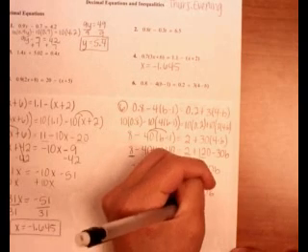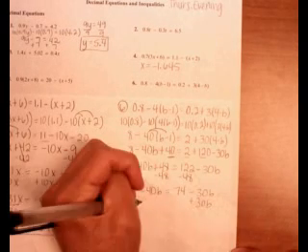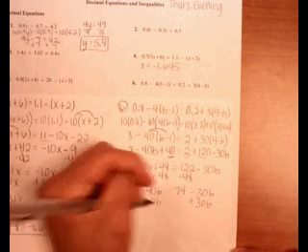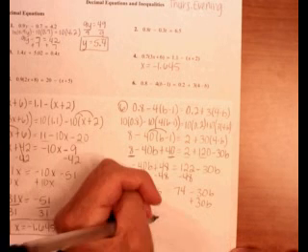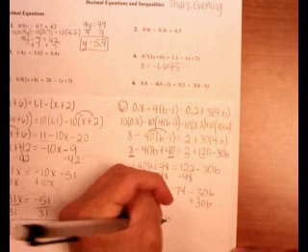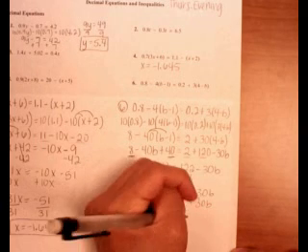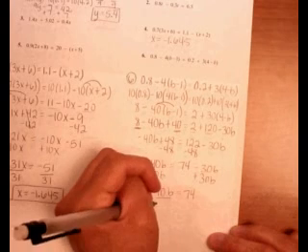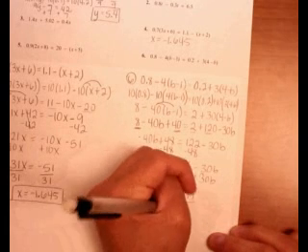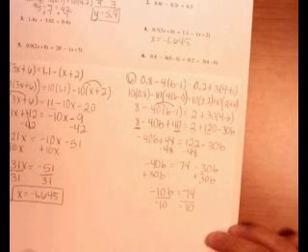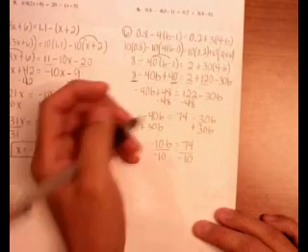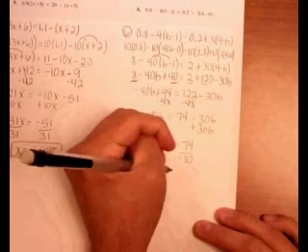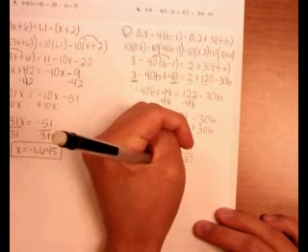Add 30b here. Add 30b to this side. So negative 10b equals 74. We're going to divide both sides by negative 10. Cancels out, therefore b equals negative 7.4.